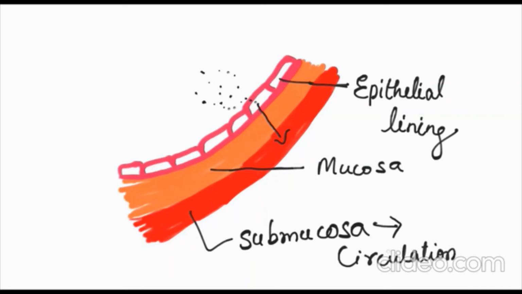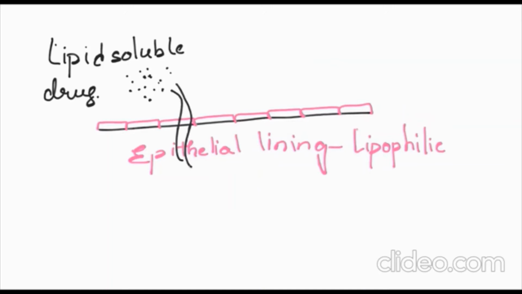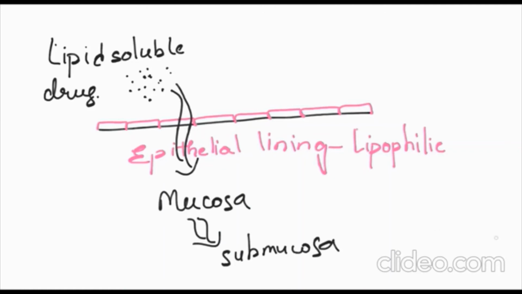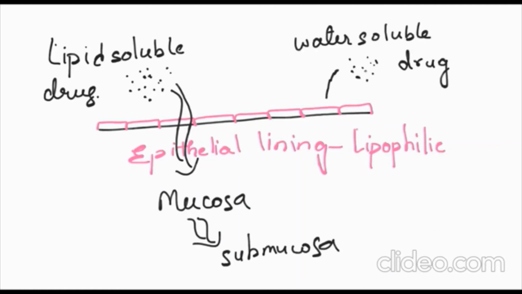Let me tell you a little about nepotism. The lipid-soluble drugs are readily sent to mucosa and then to submucosa, whereas water-soluble drugs don't cross the epithelial lining. Hardly, if they do, a very tiny amount is sent to submucosa. So the star kids are lipid-soluble drugs, examples include propranolol and ethanol. Then the water-soluble drugs, the outsiders, include atenolol.